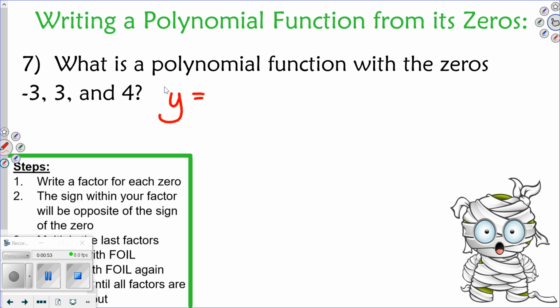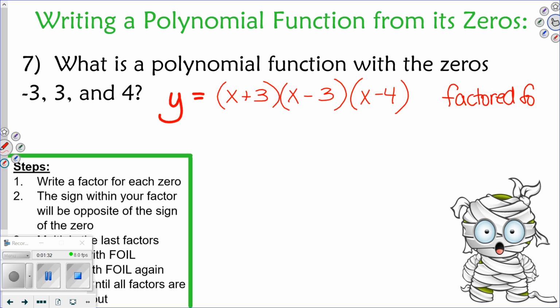But like, if I had -3 for an answer, what parenthesis did that come from? X plus 3, right? Because normally you would set this equal to 0 and solve, moving the 3 to the other side would make it the -3. Where did +3 come from? X minus 3. And where did 4 come from? X minus 4. So it always comes from the opposite signs in the parentheses. Let me put those back in. So the signs just flip. Okay. So right now this is factored form. Right? It looks like it's already factored into my parentheses for me.